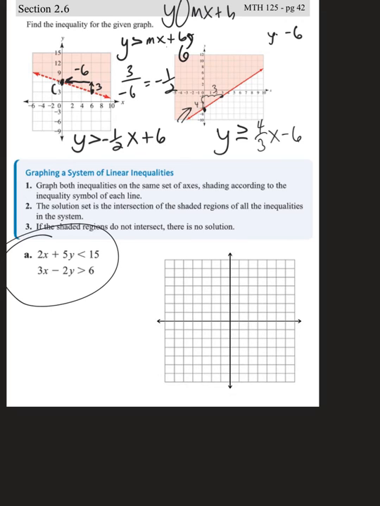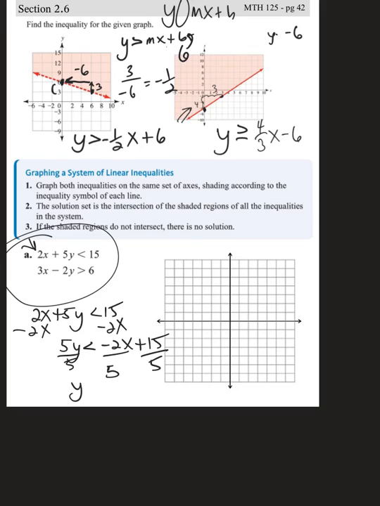Here is the example on page number 4, where basically you're given 2 equations that are in general form. It's important to know you have to put these in slope-intercept form before you can do anything about graphing them. y is less than negative 2/5 x plus 3. That's this first one. The next one, 3x minus 2y is greater than 6.